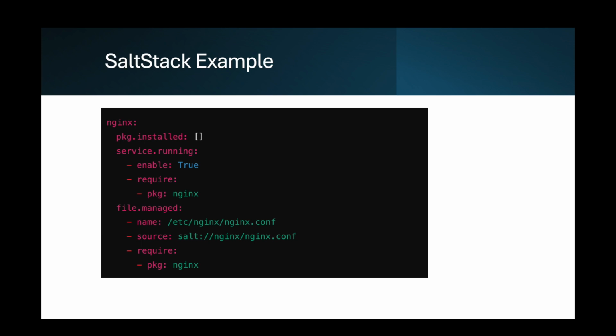For Nginx, you say package install, give the service running, enable it, and the efficiency is much similar to the other ones. And for the managed file, you provide the name, source, and require package nginx for this particular case. This is an example of a Salt file for this particular configuration in YAML.